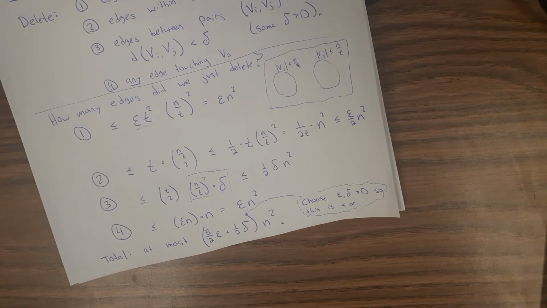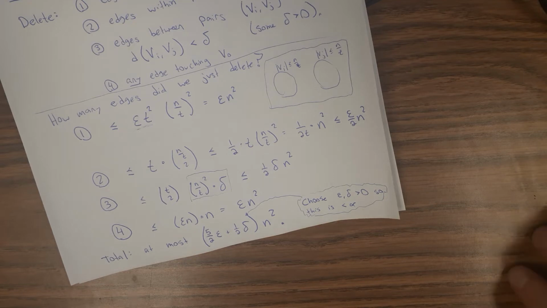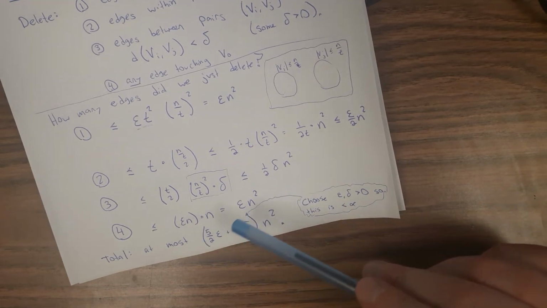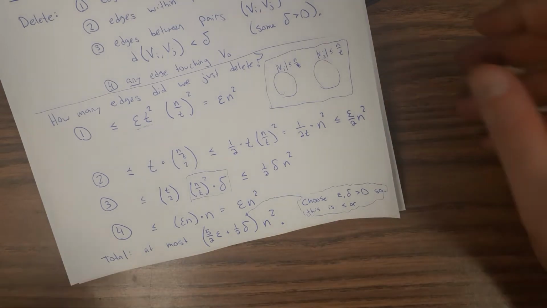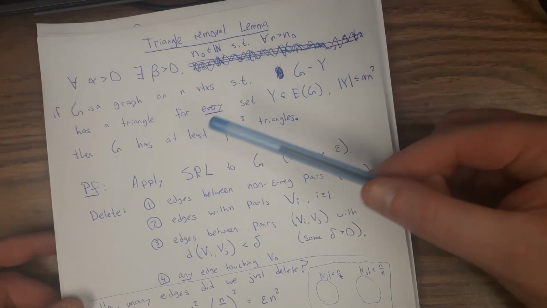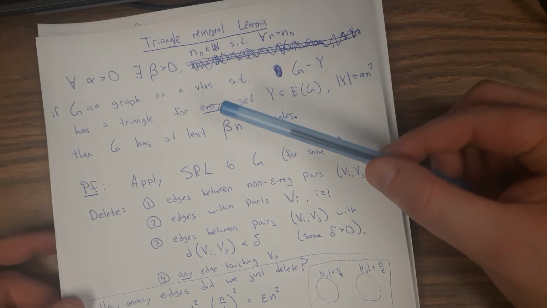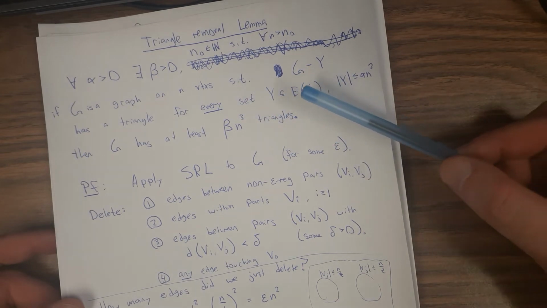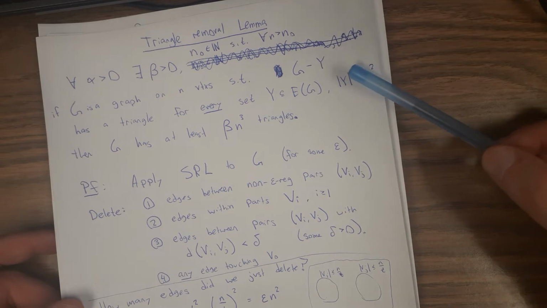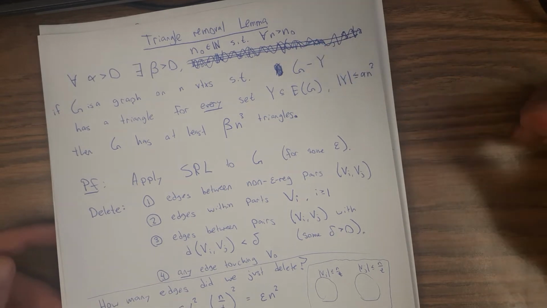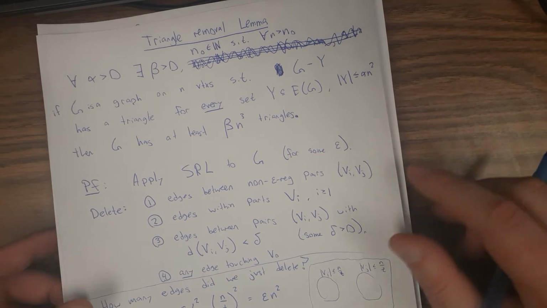Okay, let's take a step back. What just happened? I have described a set of edges that I want to remove, and I have shown that that set of edges is not very large, and it's no larger than this. And what we're in the middle of is a proof where we're talking about a graph such that the removal of any set of edges y up to a certain size can't possibly remove all the triangles.